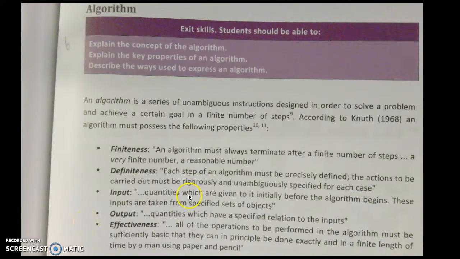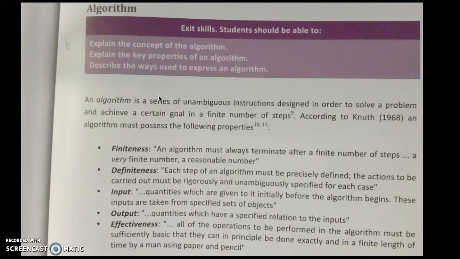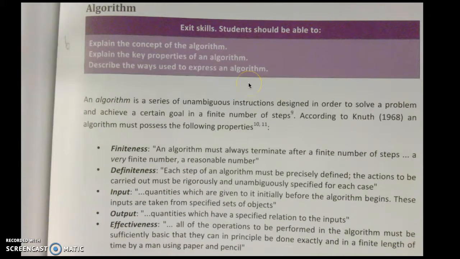Hi there. So, according to IB, you need to know this. This is an algorithm. You need to be able to explain the concept of an algorithm, explain the key properties of an algorithm, and describe the ways used to express an algorithm. First of all, the definition, let's just read it.